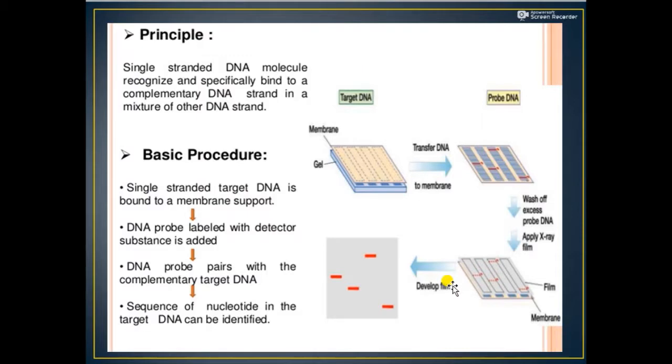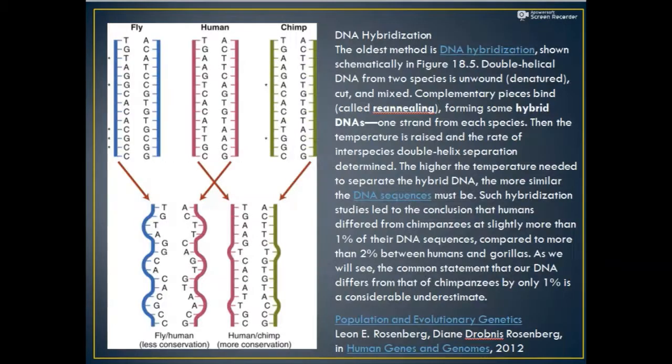So what happens is, where all this radioactive or probe DNA can go and bind on the X-ray film, you will get locations. From that you can understand that this radioactive DNA is able to bind on the target DNA at different sites. And this is the principle of nucleic acid hybridization. Let me just show you a practical depiction of that with respect to taxonomy.